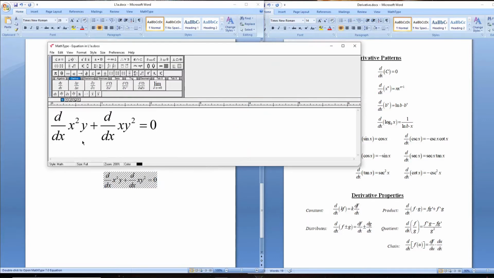Now notice we have x squared, a power function, times another power function of a different variable. A function times a function means product rule. So here is a product rule, and here is a product rule. So let's check those out independently. Let's check this one out first.